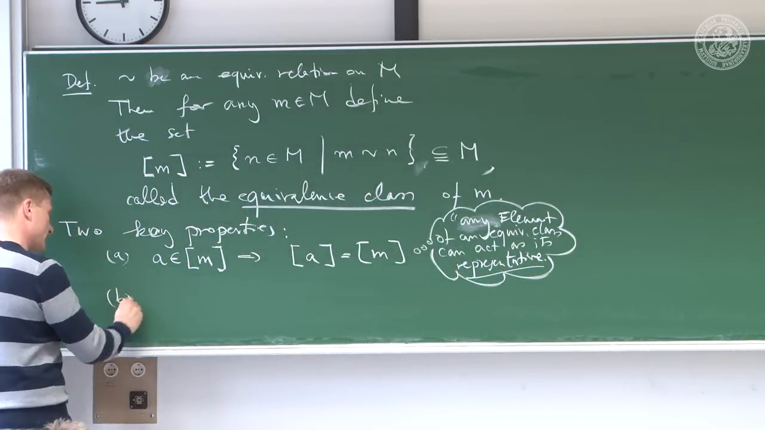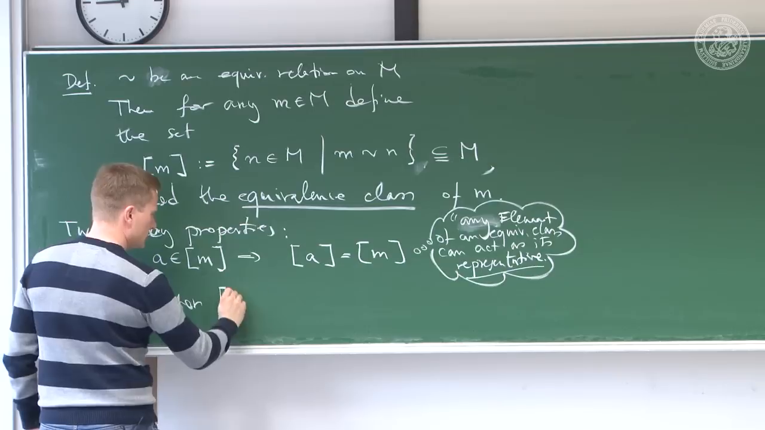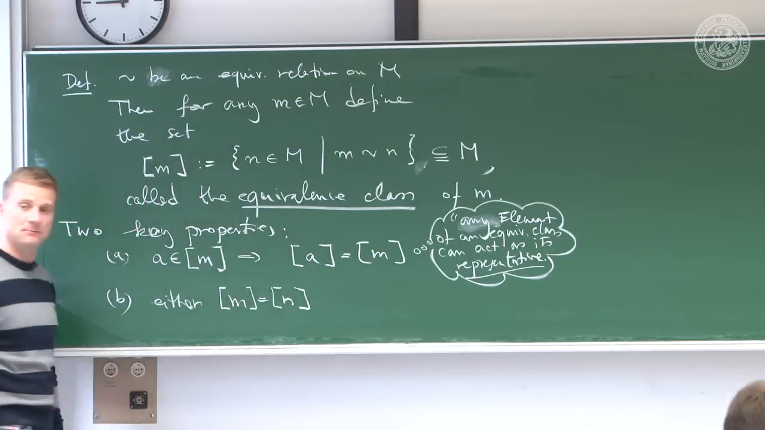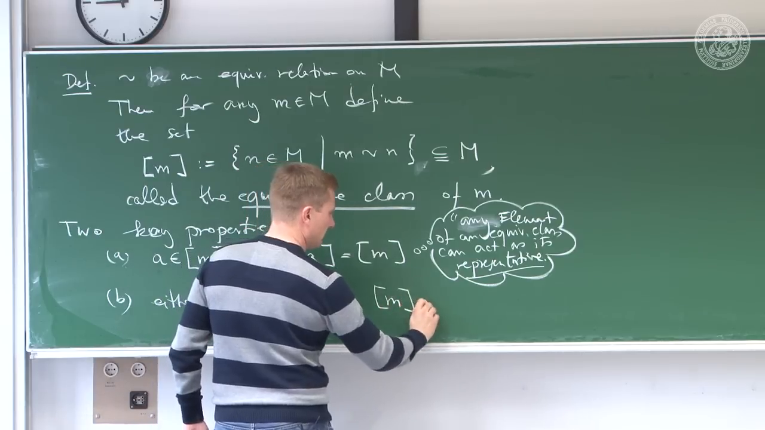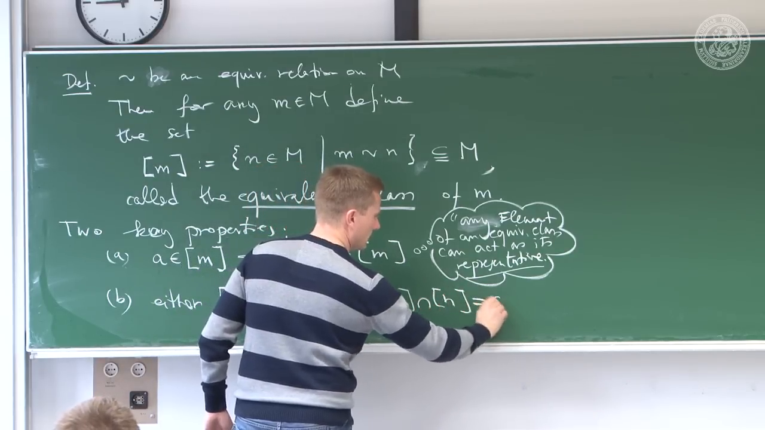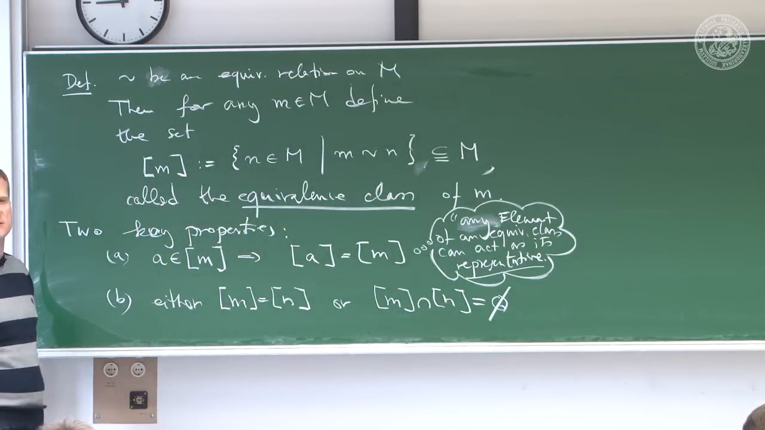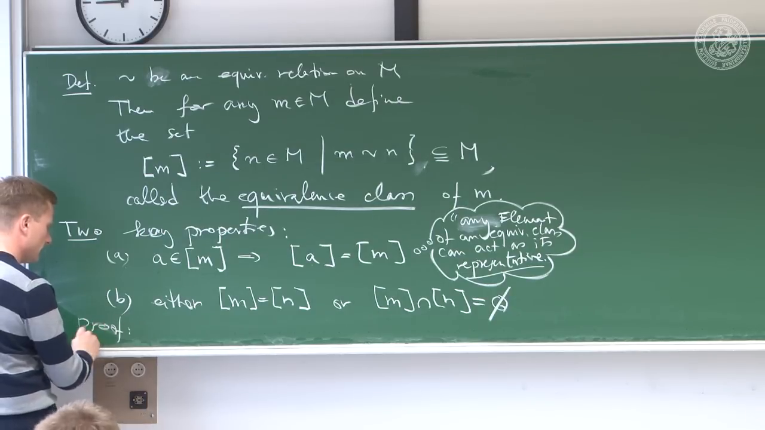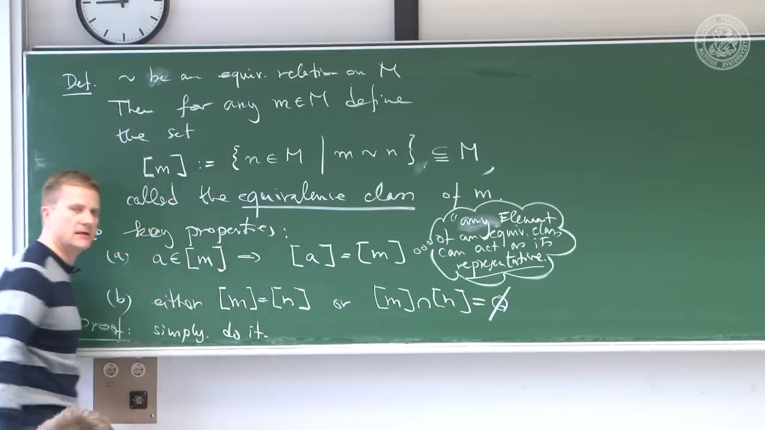And the second key property is that one of two things holds. Either two equivalence classes for two different elements are the same, or if they're not the same, then they have no element in common. That means the intersection is empty. And there's no other possibility. Two key properties. A proof is very simple. And you should do it.